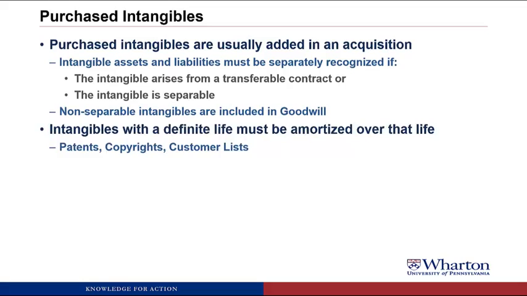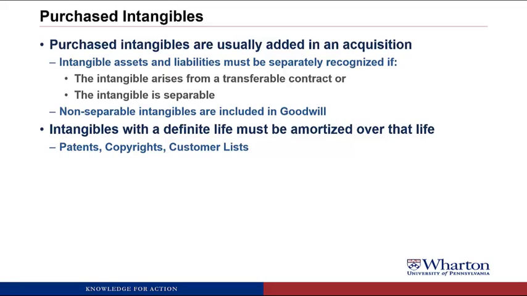Intangibles that have a definite life must be amortized over that life. So for instance, if we buy another company and we decide to book an asset for the patents we acquired, well, patents have an expiration date. So generally they're about 17 years. And if you got a patent that had 10 years left to go, you would amortize it over 10 years. Same thing with copyrights. Those have a definite legal life. You'd amortize it over the remaining life.